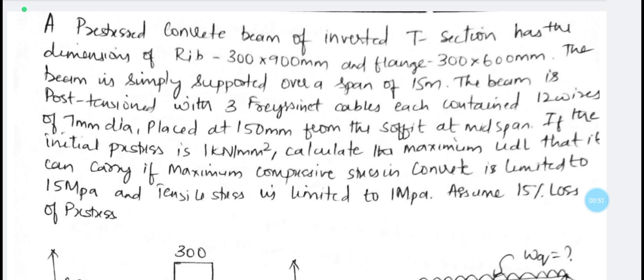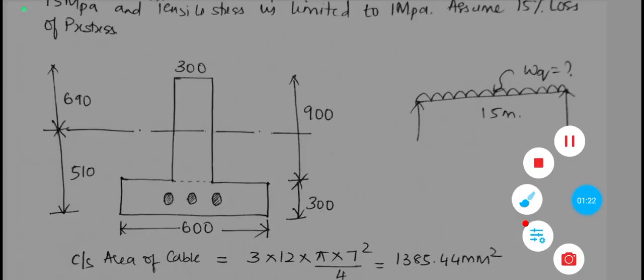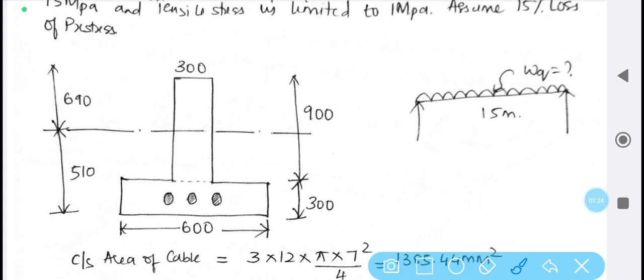So the rib dimension, that is the web dimension, is specified as 300 width, depth is 900 mm, and flange 300 by 600 mm. Since 600 mm is longer, we shall consider that as the width of the flange, and 300 mm as the thickness. So for the inverted T section, as all of us know, we need to draw the sketch in a direction opposite to that of the T section. So here we shall draw the sketch. So it is an inverted T section.